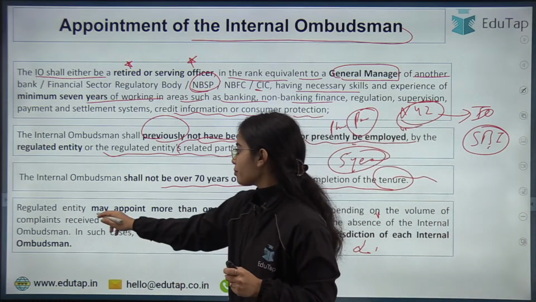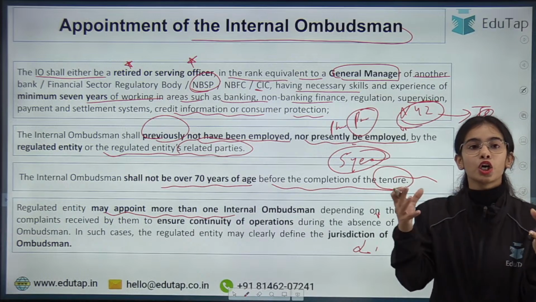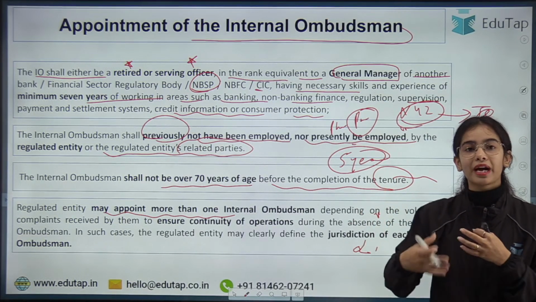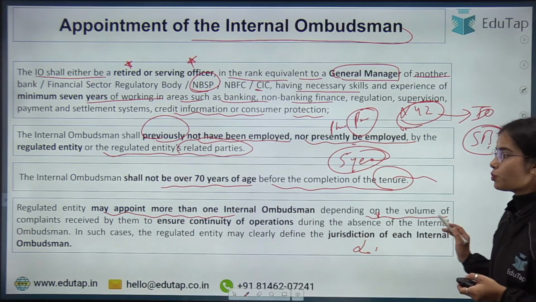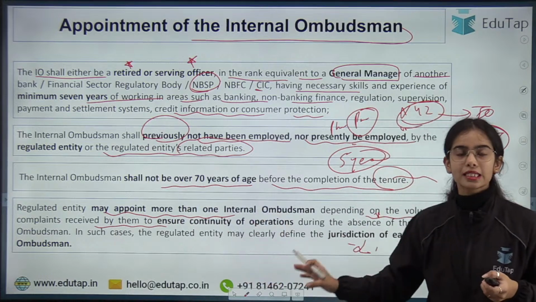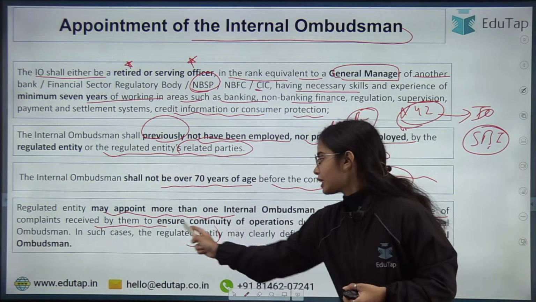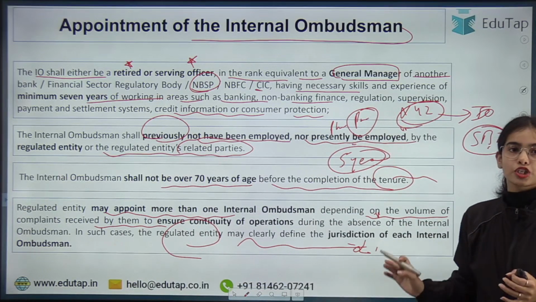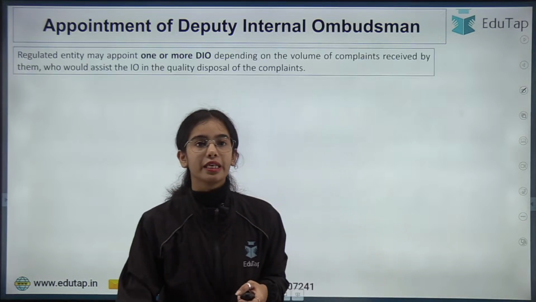The regulated entity may appoint more than one internal ombudsman, because the big banks or the big non-bank system participants might need more than one internal ombudsman depending on the volume of the complaints that are received by the company. So in case more than one internal ombudsman is hired, the regulated entity may clearly define the jurisdiction of the internal ombudsman. Okay. Now the appointment of deputy internal ombudsman.